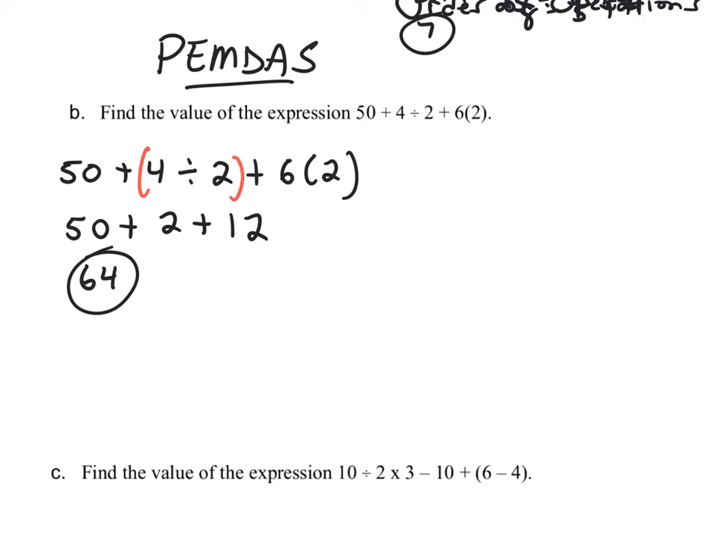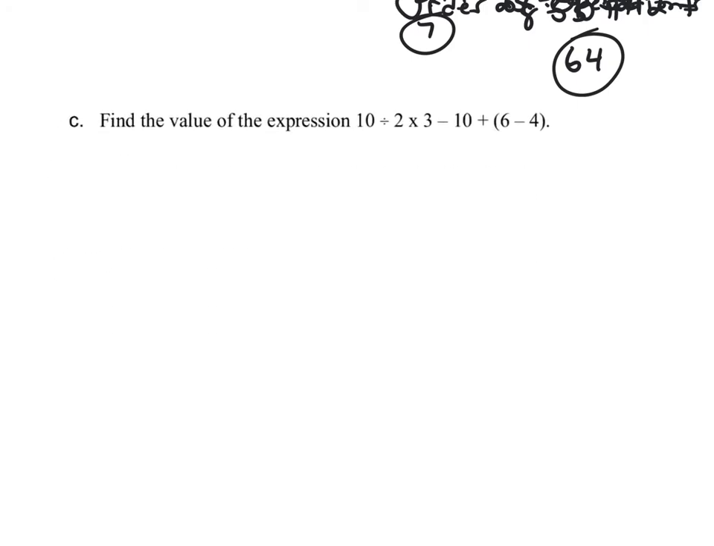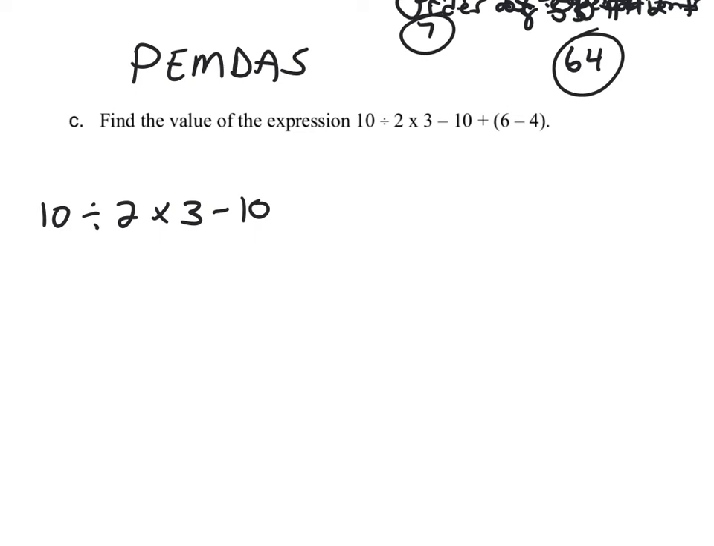All right, let's do the last one, letter C. Find the value of this expression. PEMDAS. It's good to write that down and check as you go. So 10 divided by 2 times 3 minus 10, this is a long one, plus parentheses 6 minus 4. PEMDAS tells us, let's do parentheses first. So we'll bite off a little bit. 10 divided by 2 times 3 minus 10 plus 2, because 6 minus 4 is 2.